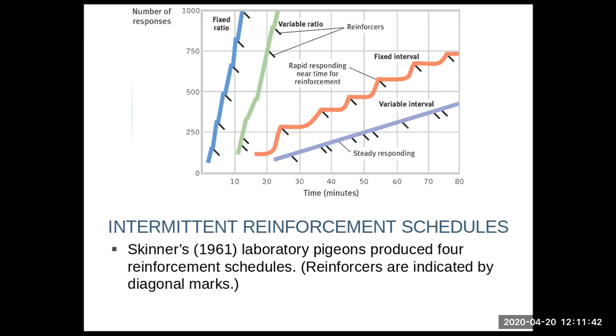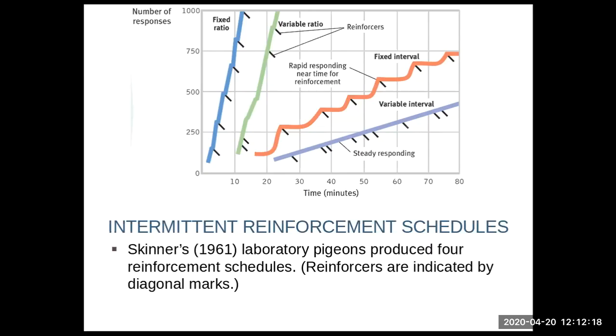Here we see the patterns for these different schedules of reinforcement. Fixed ratio, we see a huge increase the whole time, a lot of pushing of the lever. In variable ratio, we also see a pretty big, steep increase. Fixed interval, we see kind of a steady one that kind of has little drops in it. And then the very last one is variable interval.